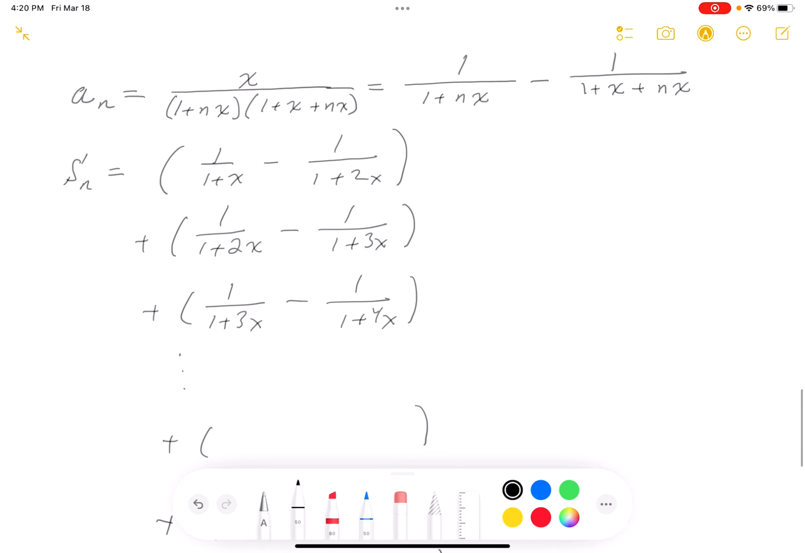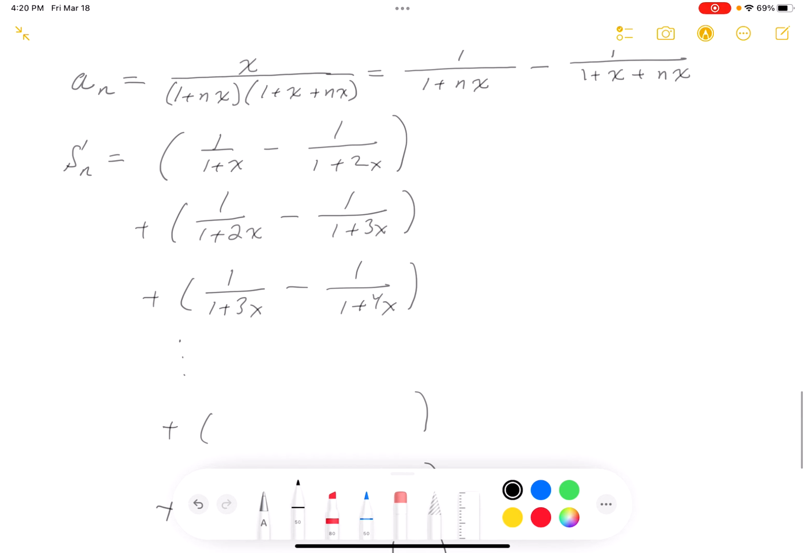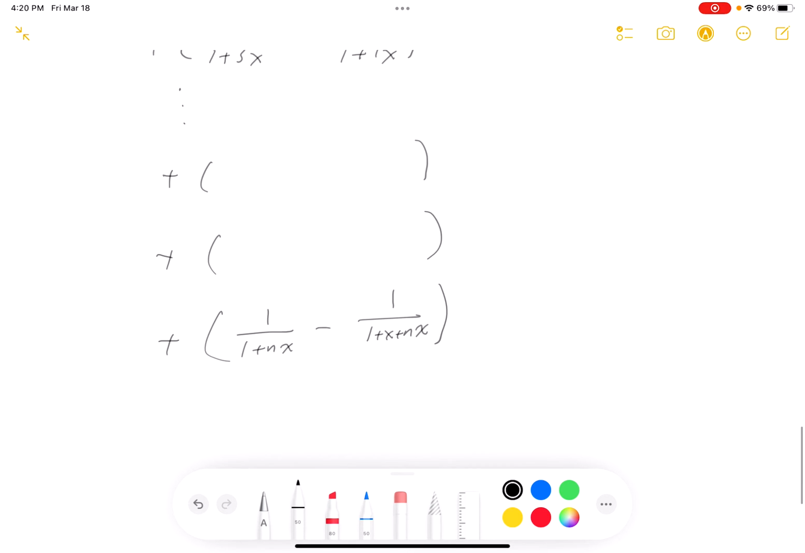And I know it seems strange to you, but in each of these terms, we're actually going up by just 1x each time. So I'm going to go the other direction and take it down a notch. So it's going to be 1 plus nx minus x minus 1 plus x plus nx minus x. Keep going. 1 plus nx minus 2x minus 1 over 1 plus x plus nx minus 2x.